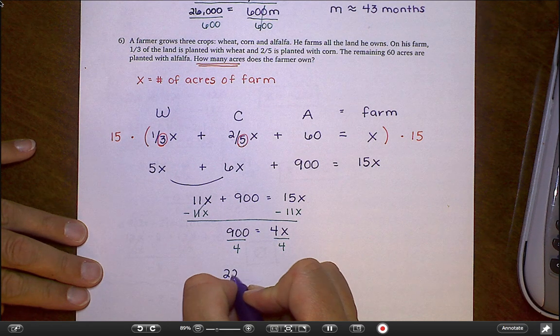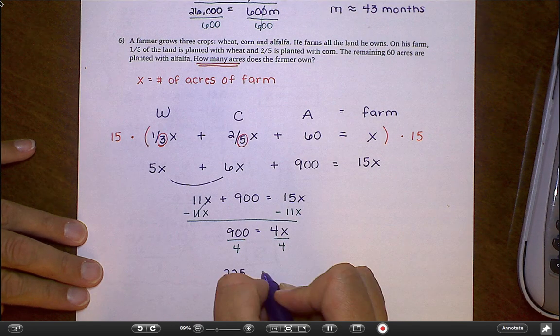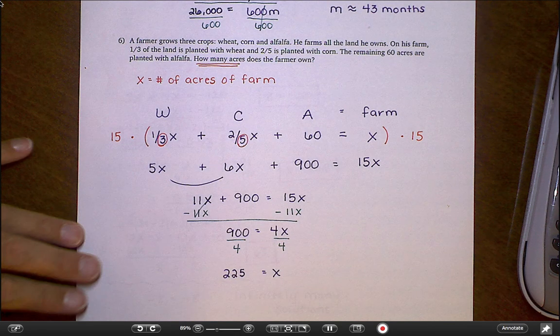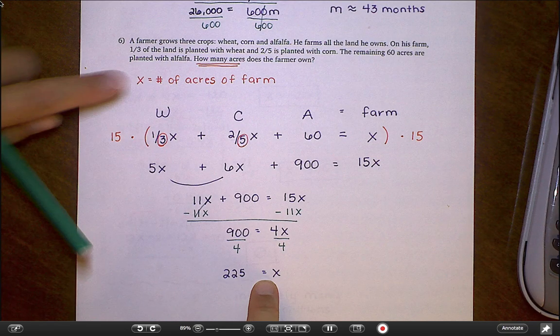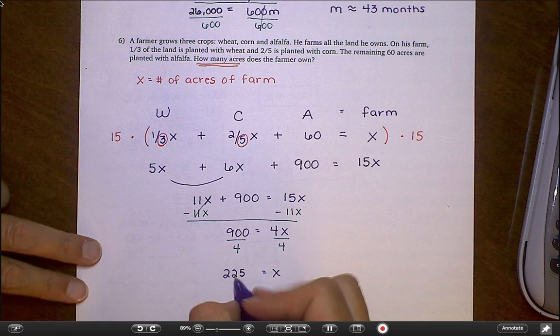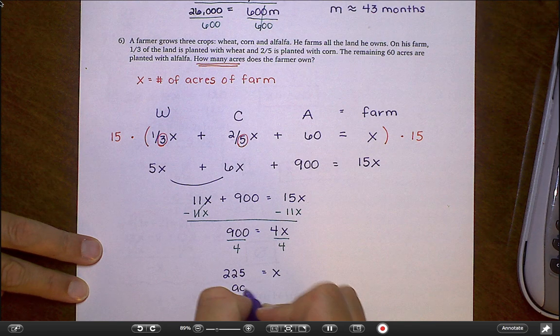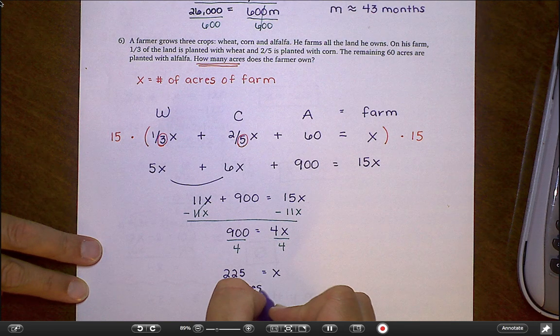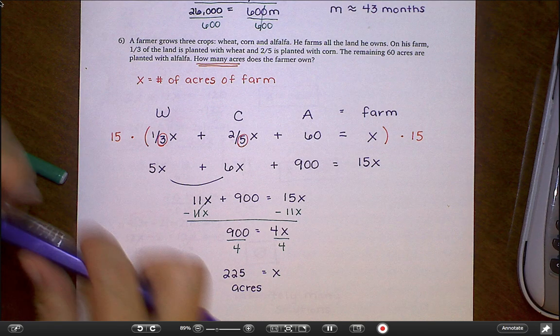And another thing is sometimes we get to the end of a problem like this one and we get this number and we don't know what that 225 really is. But if we've defined our variable, we can refer right back to that. That's the number of acres on the farm. So this is 225 acres, which makes up my entire farm.